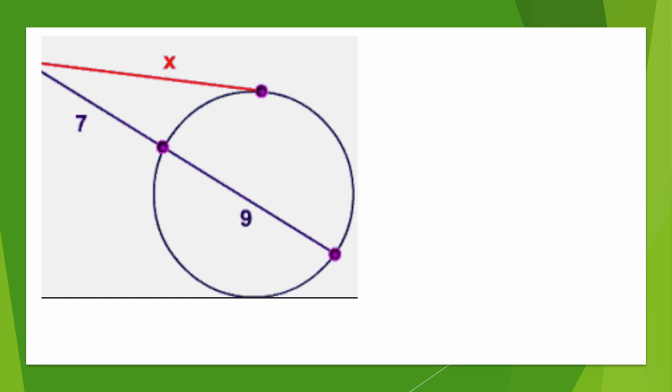Okay, so as we've said many times, whole times outside equals whole times outside. On the left-hand side, the whole length is 16, right? The 9 plus the 7. So that times the outside, which is 7, and I made a mistake here.